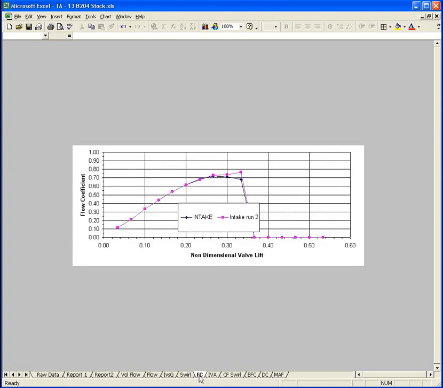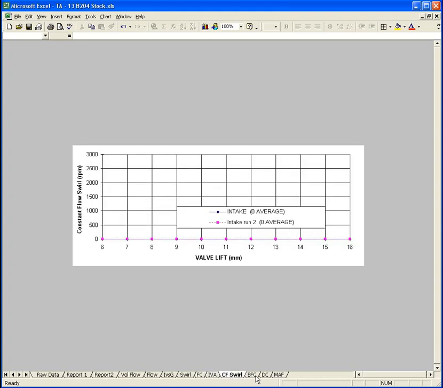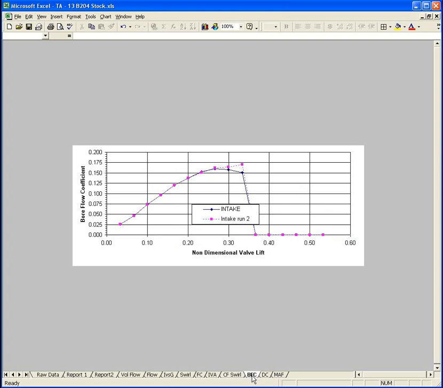Swirl, we didn't do any swirl stuff. This is a flow coefficient. If your flow coefficient's above one, then you forgot to put the spark plug in or something. It's definitely not possible. Then isentropic valve area versus non-dimensional valve lift. This just uses the lift versus the diameter of the valve. It's not super useful. Flow coefficient, again, we don't have a flow meter on this one, so we didn't use it. And then bore flow coefficient.